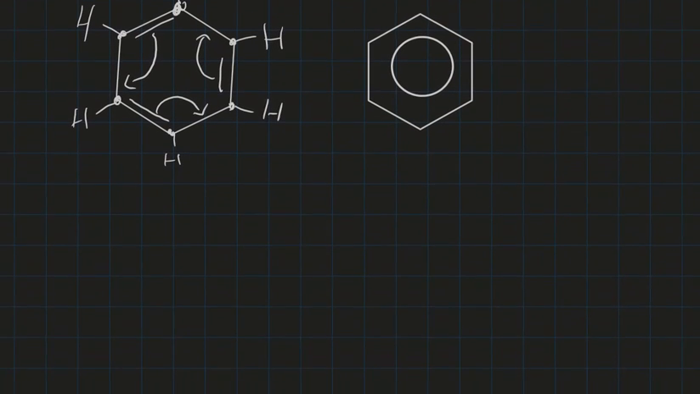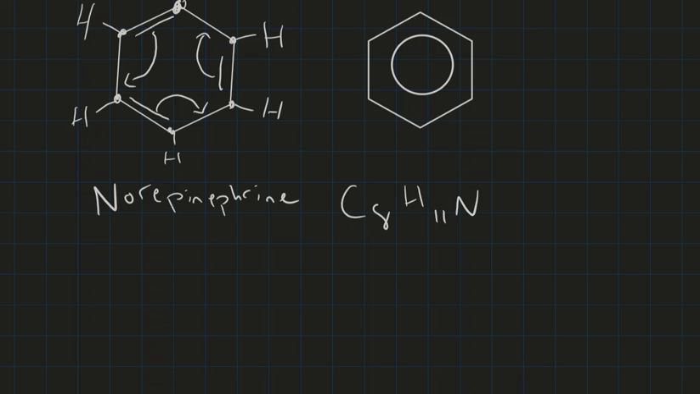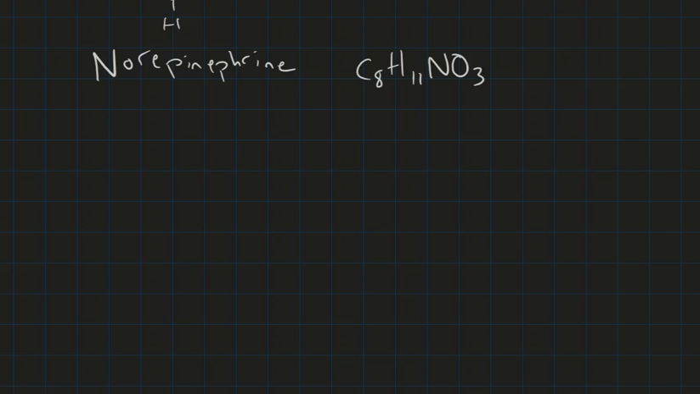And let's do one more. We're going to do norepinephrine. Norepinephrine, which is a chemical in our body, so that's kind of cool. And this formula is C8H11NO3. Oh, N. No. Okay, we got it back. Okay, so it's C8H11NO3. So the first thing that we're thinking here is that we need to make a carbon ring.